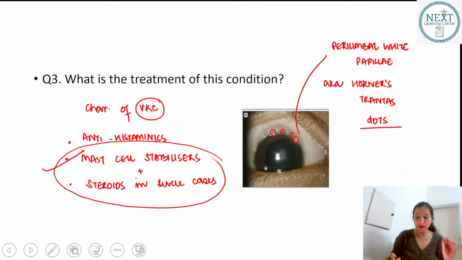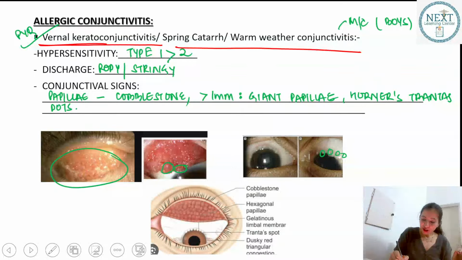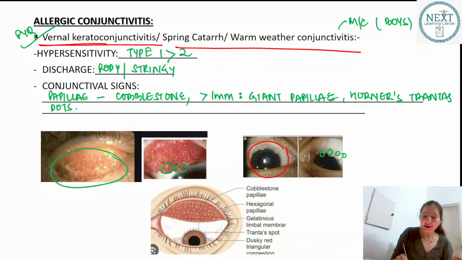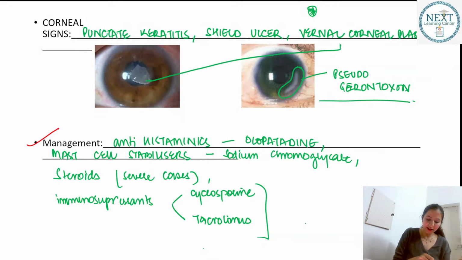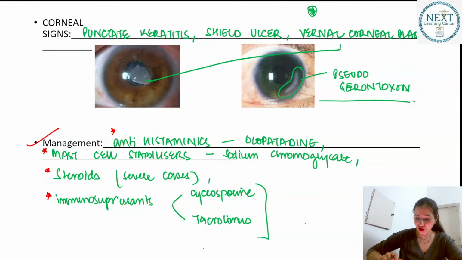Now let us quickly look at your notes. This is the same image that has come from your notes, that was shown to you and repeatedly taught to you. These are the Horner's Trantas dots, and the management using antihistaminics, mast cell stabilizers, steroids and immunosuppressants has also been taught in both your class and your revision section.